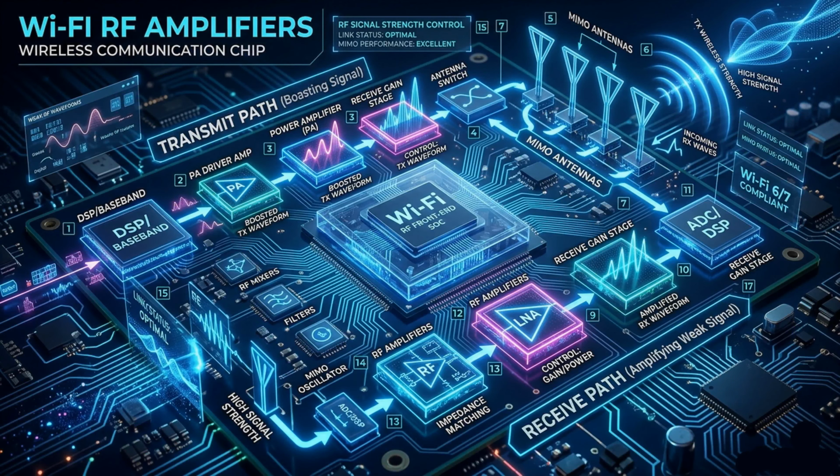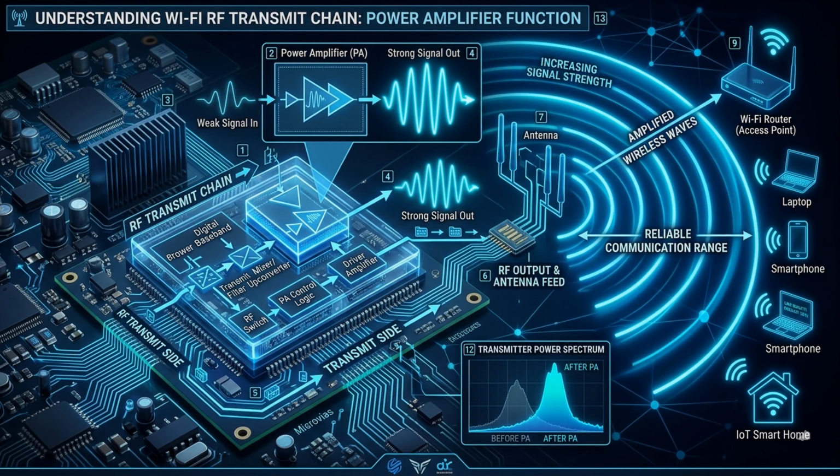Amplifiers. Amplifiers in a Wi-Fi chip are key RF components that control the strength of wireless signals during transmission and reception. Amplifiers are used in two main places. The power amplifier on the transmit side boosts the outgoing signal before it is sent to the antenna. It also ensures the Wi-Fi signal can travel longer distances. Without the power amplifier, the Wi-Fi signal would be too weak to reach the router or client reliably.